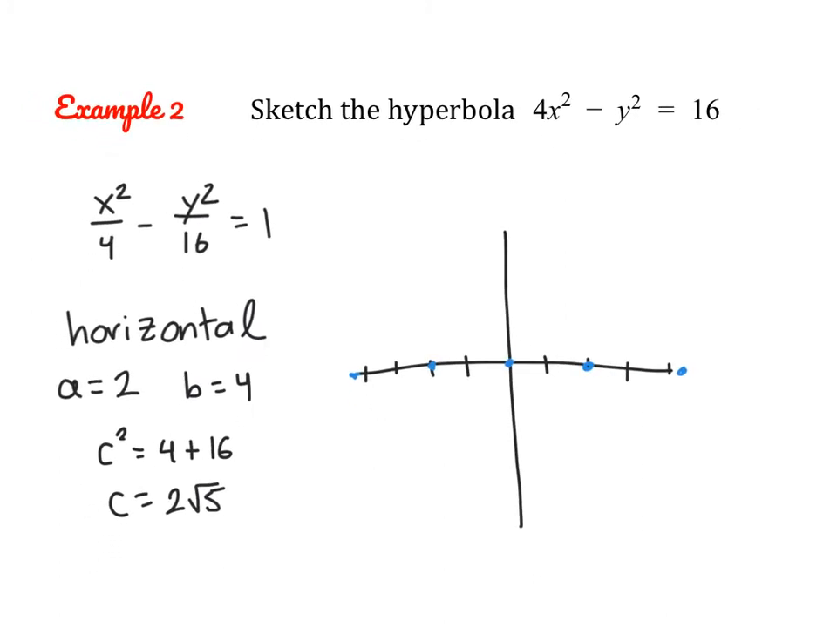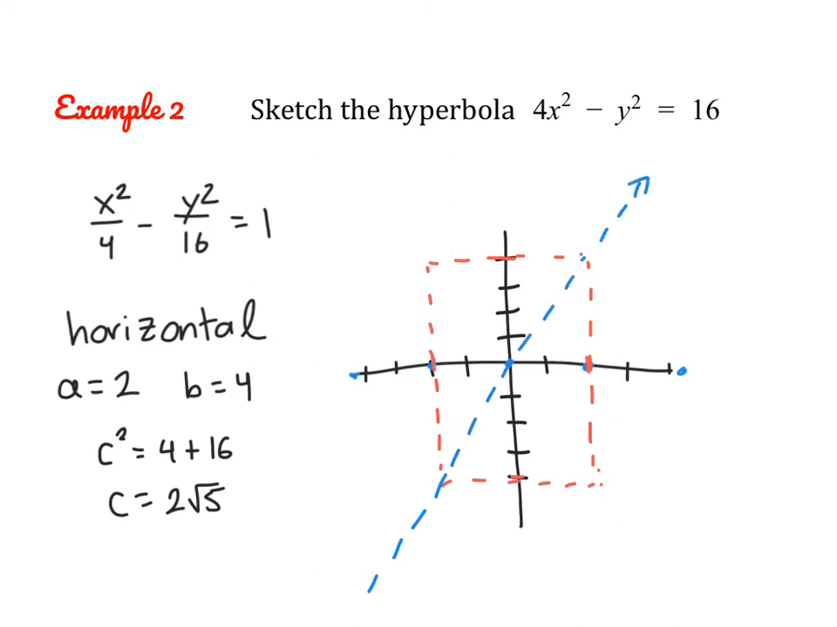So how we can do this with our graph is we can make our little guideline. We know that we're going to have a guideline here and here, and then I'm going to go up 4 and down 4 because that's our b value. And if I make a rectangle that hits all of those guidelines, so it goes right 2, left 2, up 4, and down 4, I know that our asymptotes are going to go through the opposite corners and through the center. So that's one of our asymptotes.